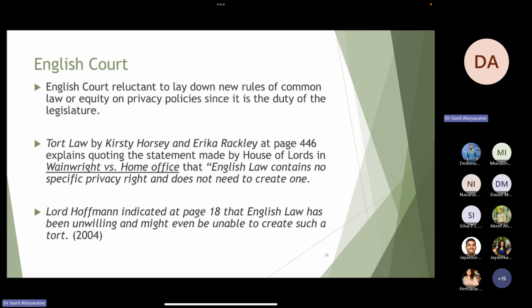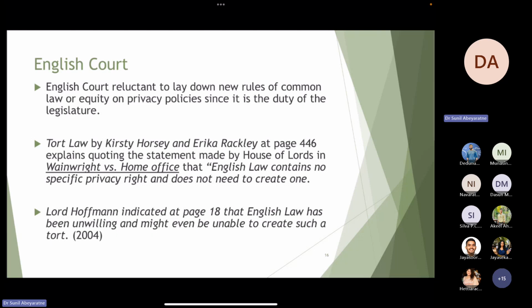Now let's see how some jurisdictions in the world applied this concept. I told you earlier, jurisdiction to jurisdiction, the application of data protection or privacy policies is different. Now, this is the situation in the United Kingdom, the English legal system, English courts.